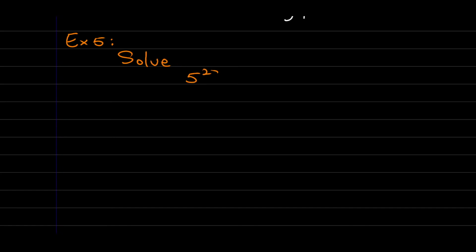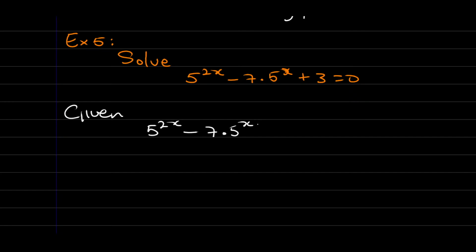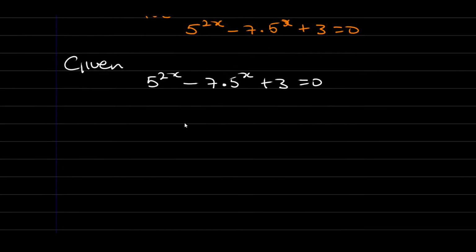Let's say 5 to the power of 2x minus 7 times 5 to the power of x plus 3 equals 0. Now this one, I promise, will be very complicated looking, so that you can feel like you're solving something difficult. Given 5 to the power of 2x minus 7 dot 5 to the power of x plus 3 is equal to 0, we're going to start rewriting this.